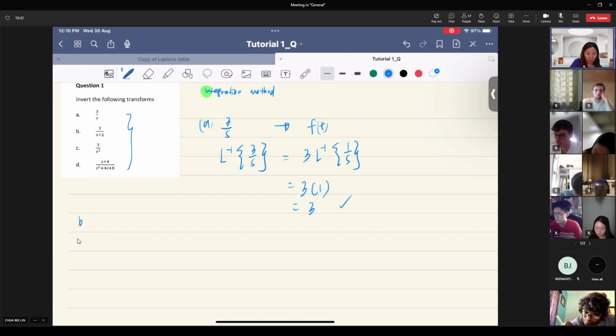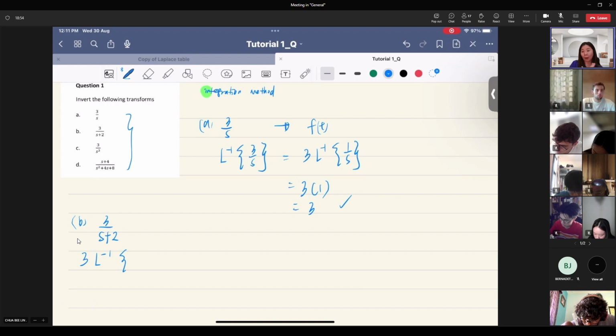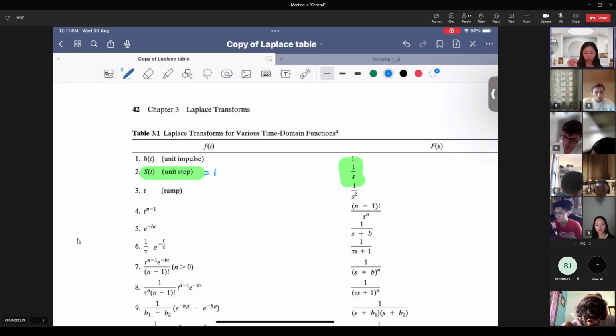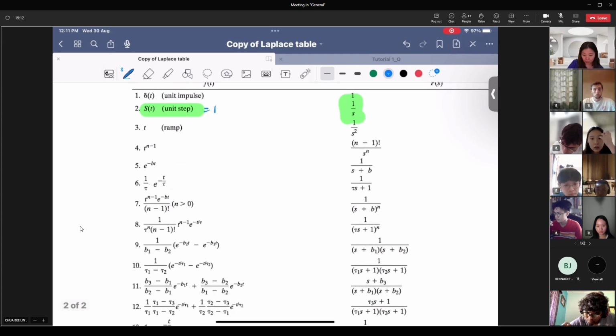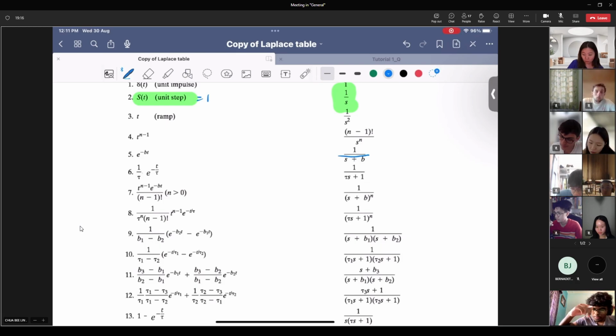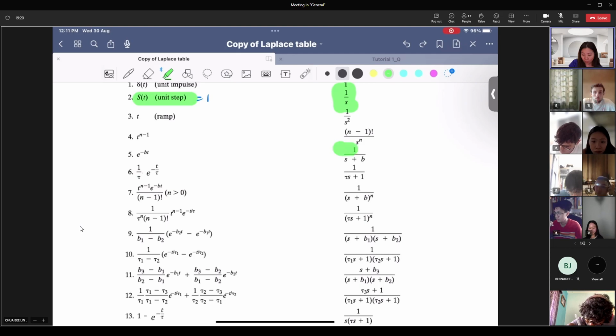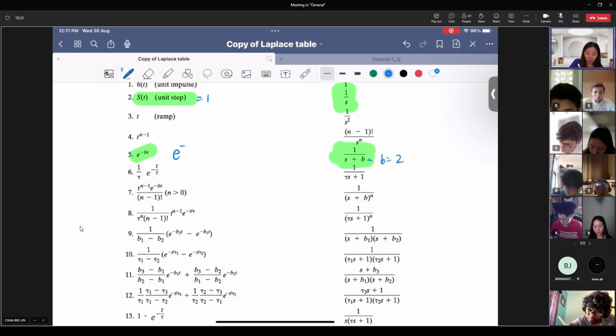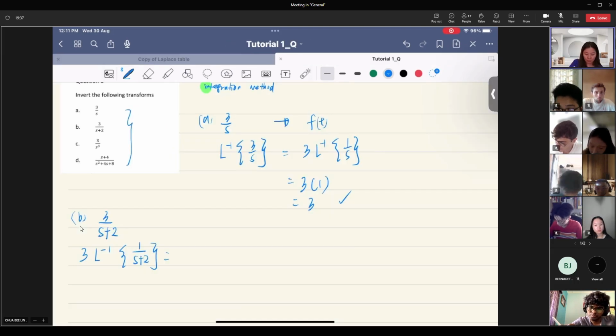So done. So B, 3 over S plus 2. Okay, then you have to find a similar one. So you will put the inverse Laplace of 3. We will have to factorize it outside. It is a number. Then we are left with 1 over S plus 2. So you will need to search for 1 over S plus 2 from the table. So 1 over S plus 2, it is this one. So 1 over S plus b gives the answer e to the power of negative bt, where your b in this question is 2. So you'll be having e to the negative 2t. So you copy this answer, you will get 3e to the negative 2t.